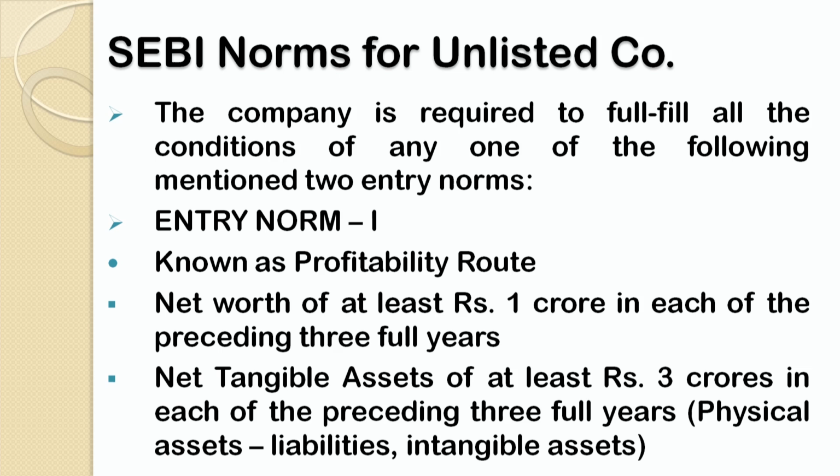Now, the next condition under entry norm 1 is that the company must have earned an average operating profit, that means pre-tax operating profit, of rupees 15 crore during any 3 years of the last 5 years. That means out of the last 5 years, in any 3 years, the company must have earned pre-tax average operating profit of 15 crore or more.